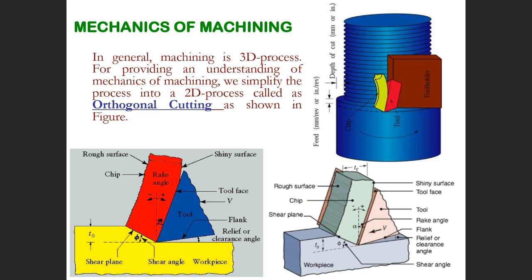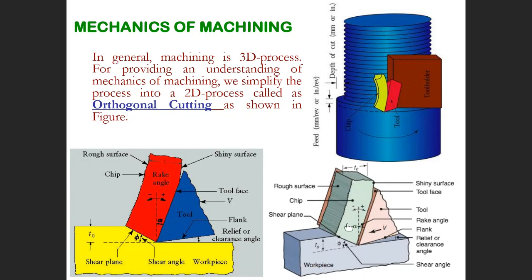Next, we're going to talk about the mechanics of machining. This is machining. This is a turning operation, but I rotate it from horizontal to vertical, so you can realize what I'm telling. This is a tool and this is a chip. The tool here is removing the chip. This is a workpiece, and the tool removes chip from the workpiece.